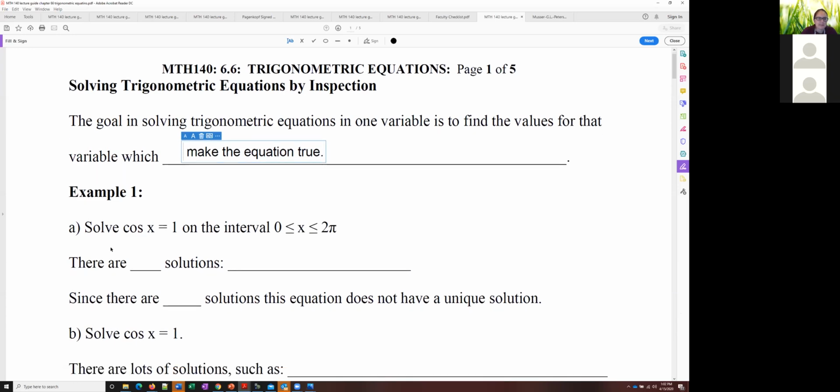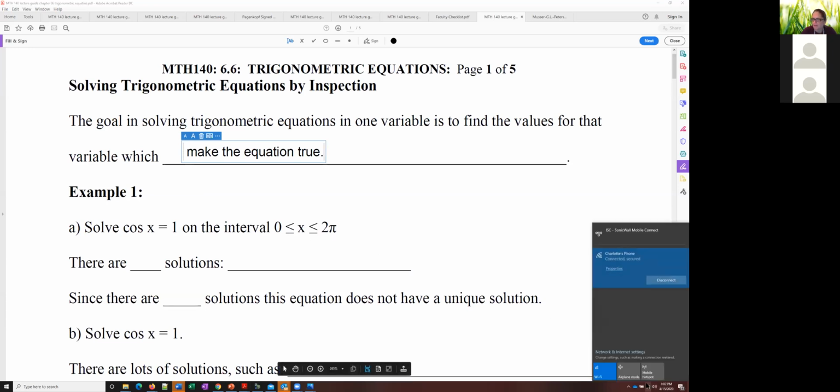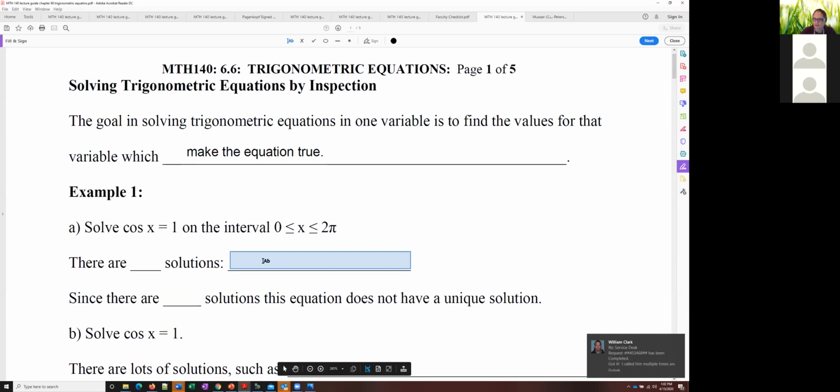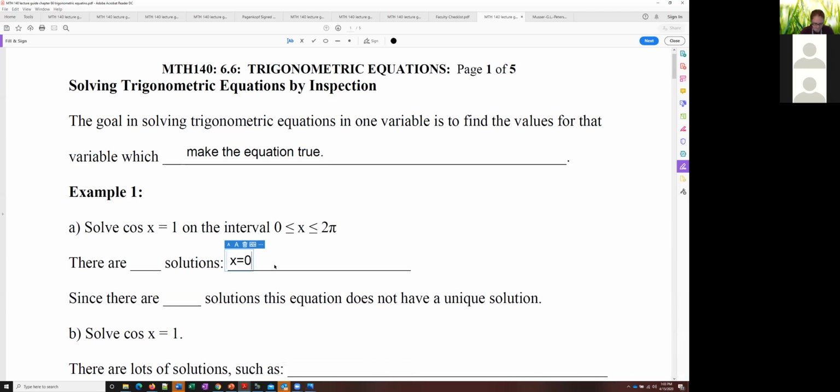So we're going to start with an example. It says solve cosine x is equal to 1 on the interval where x is an angle between 0 and 2 pi. So can you think of any values for x that we can use? So there's a couple solutions. There's x equals 0, and there's x equals 2 pi, right? So on that interval, there are two solutions.